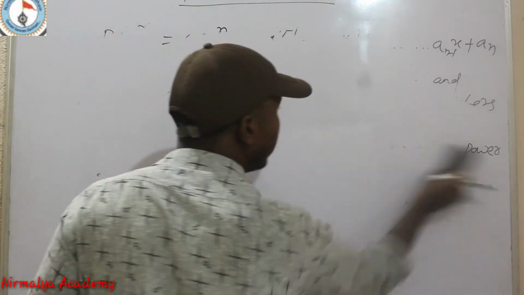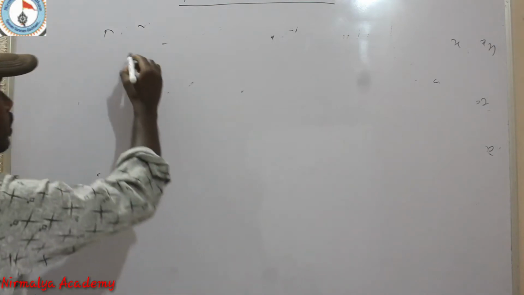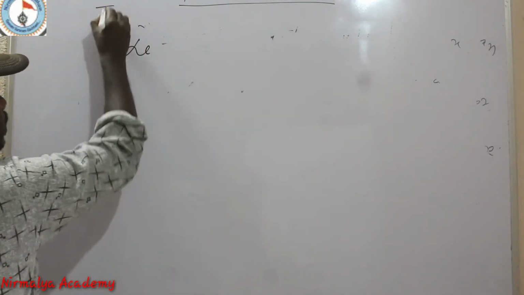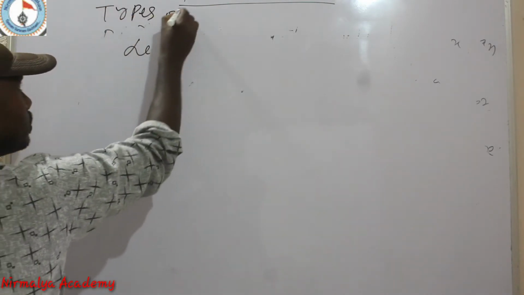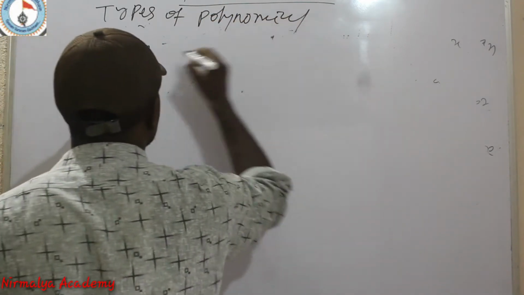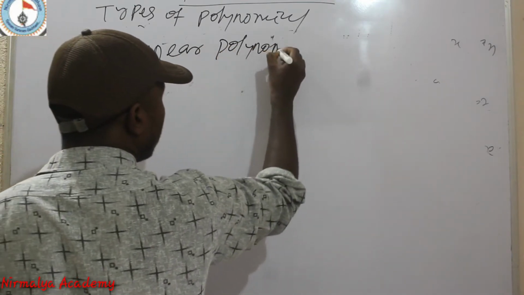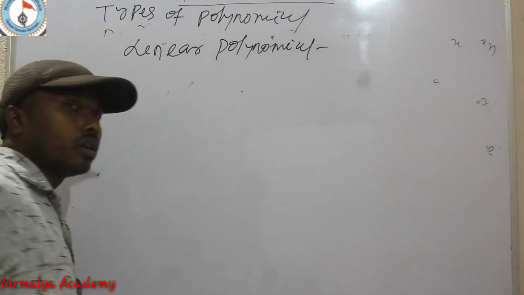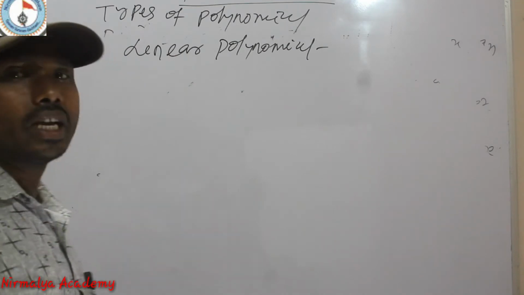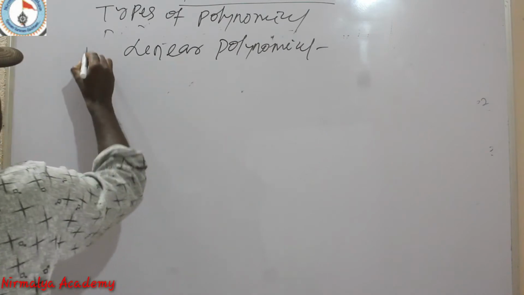First one, linear polynomial. What is a linear polynomial? The linear polynomial क्या है? A polynomial of degree 1 is known as linear polynomial.